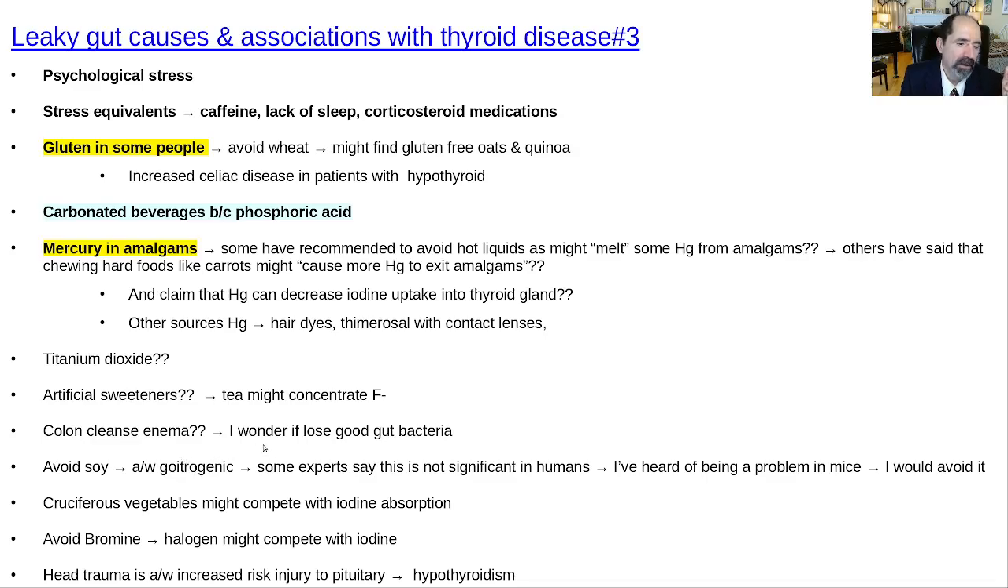Avoid bromine. For example, for any physicians out there, if you need to wear a blue surgical gown because you're working in the operating room with cautery, great, fine. But if you're just doing some minor bedside procedure like stitch removal, I would choose some gown that's not going to have the bromine flame retardants on it like the blue ones, a yellow gown, a white gown. Why expose yourself to bromine for no reason? All right, head trauma is associated with increased risk of pituitary hypothyroidism. Pretty rare, but that could happen.